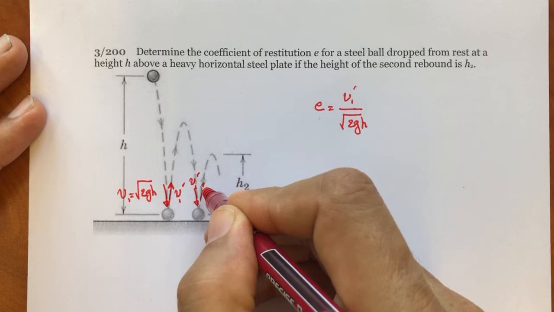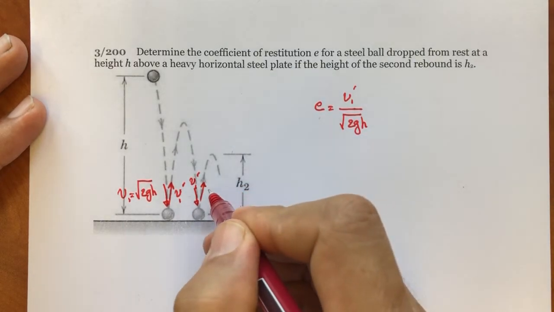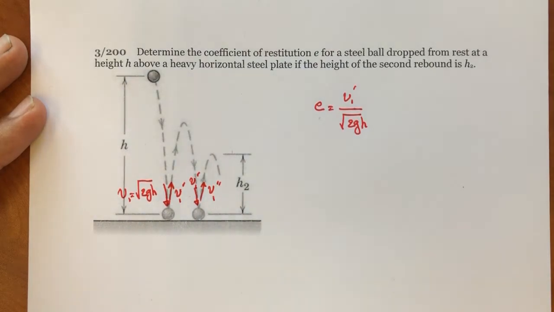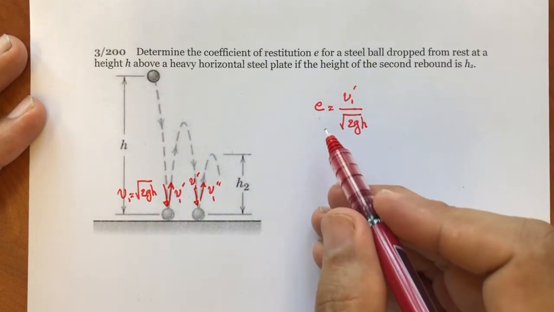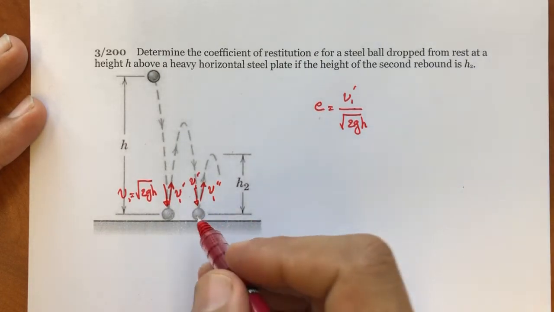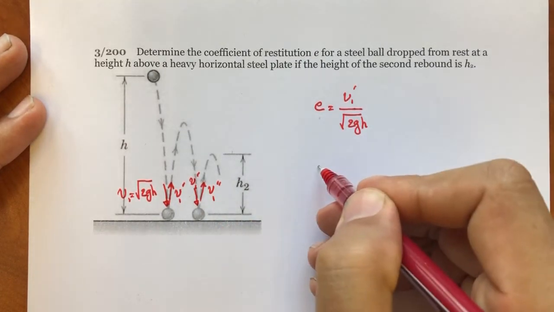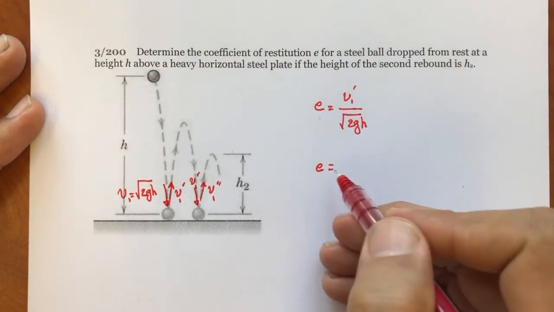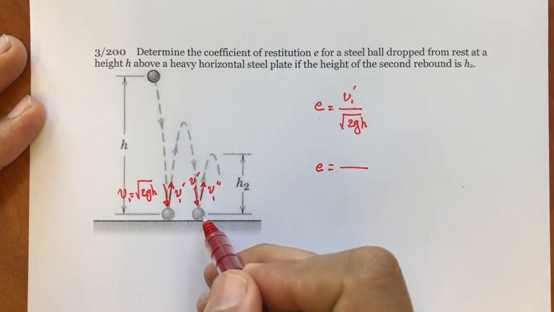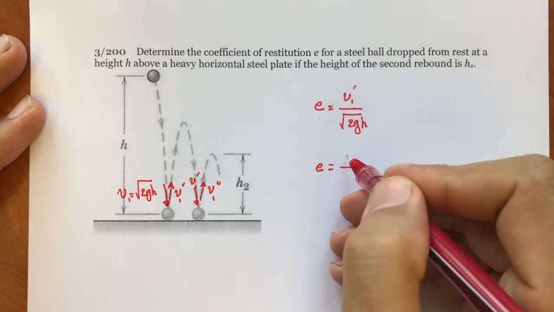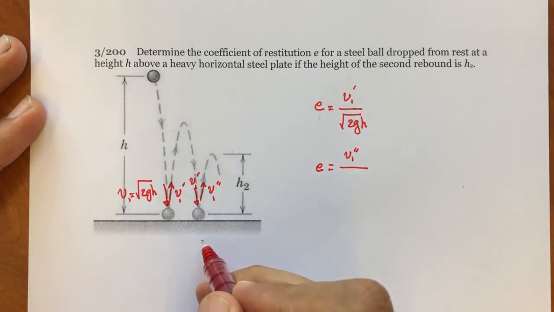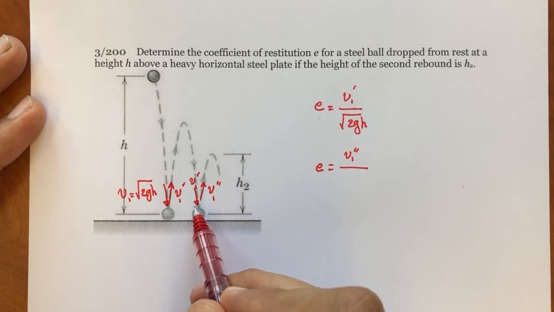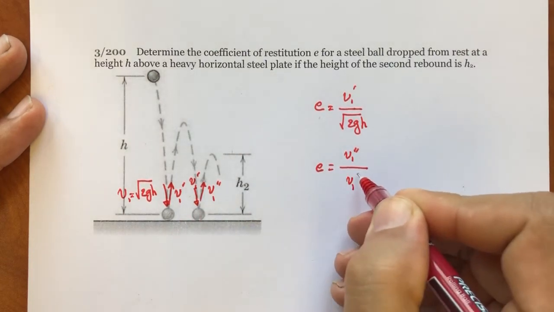The velocity of it after the second impact is going to be a different number. Let's call it v1 double prime. And we can use the same equation for the second impact because the material is not changing. So the coefficient of restitution for the second impact is going to be E again. E is going to be equal to the relative velocity after impact, which means v1 double prime minus the velocity of the earth, which is 0, divided by the relative velocity before impact, which is going to be v1 prime.